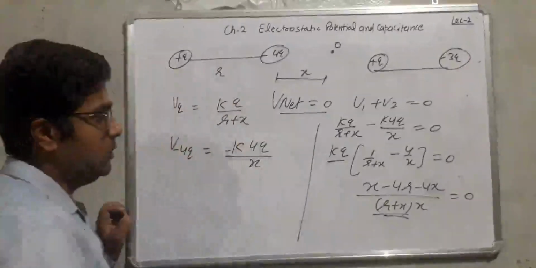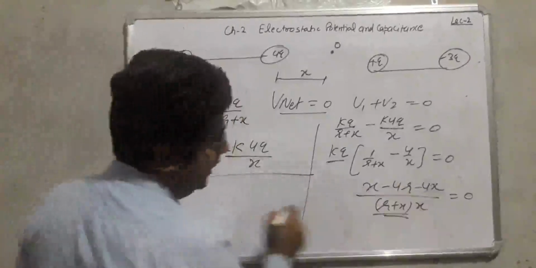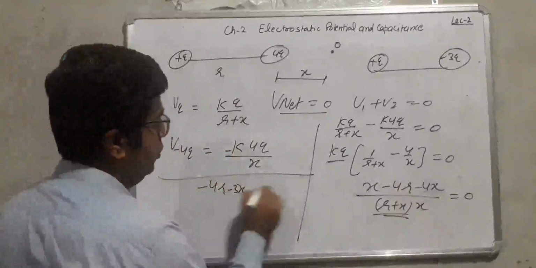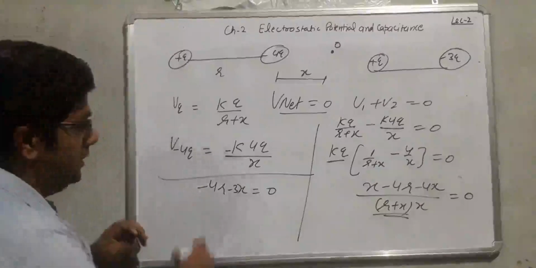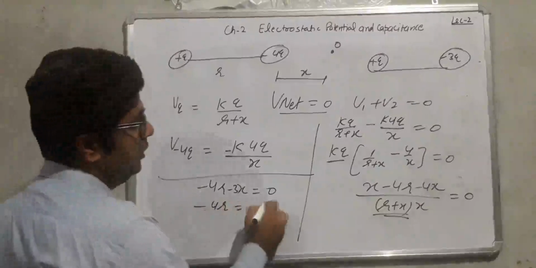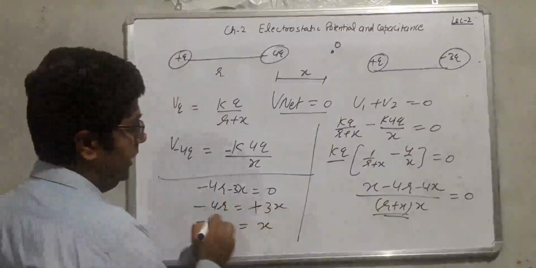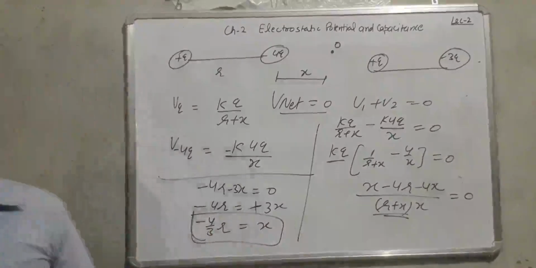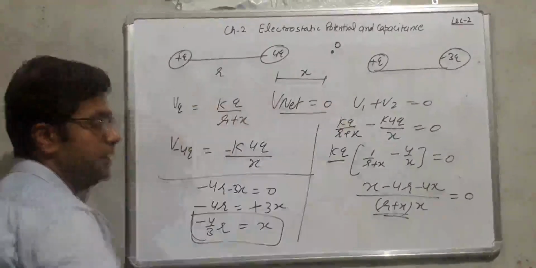So this part becomes 0. So here we get x minus 4x minus 4r, minus 3x minus 4r is equal to 0. So we can relate r and x from this. So minus 4r is equal to plus 3x. So x is equal to minus 4 by 3 r. Okay, so this is our answer. Negative means in this direction, not in this direction.